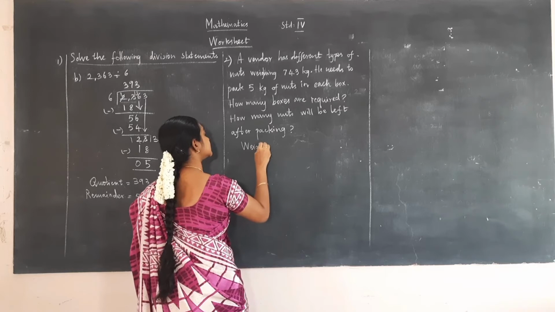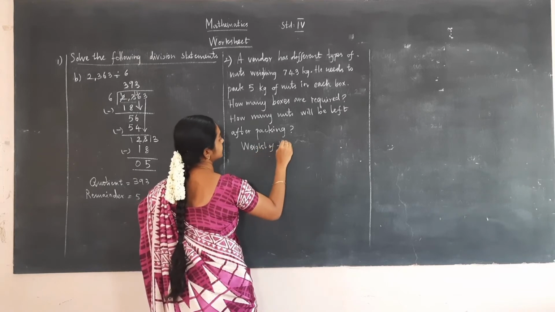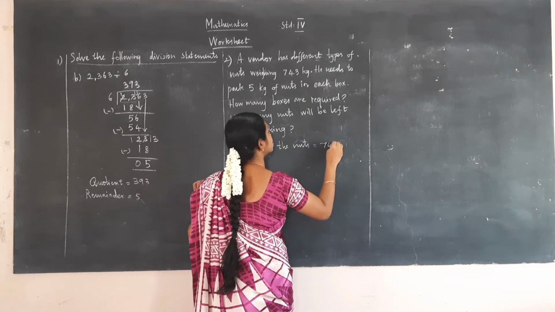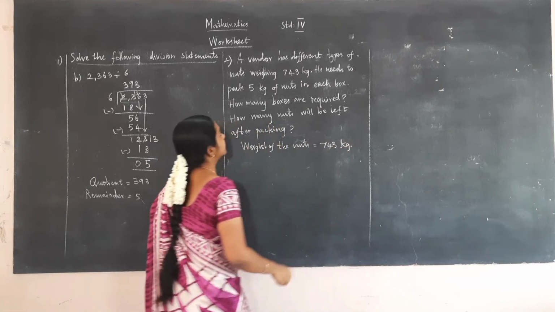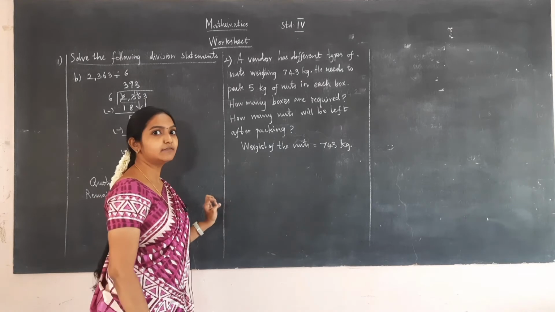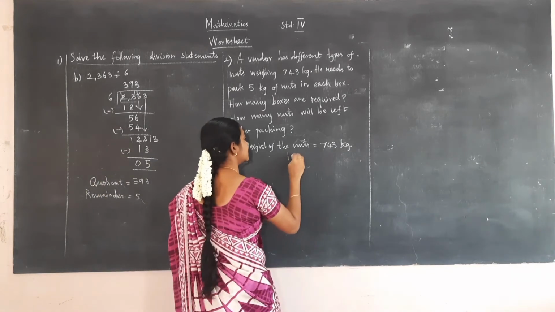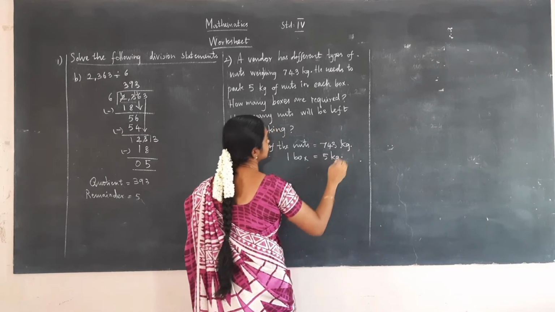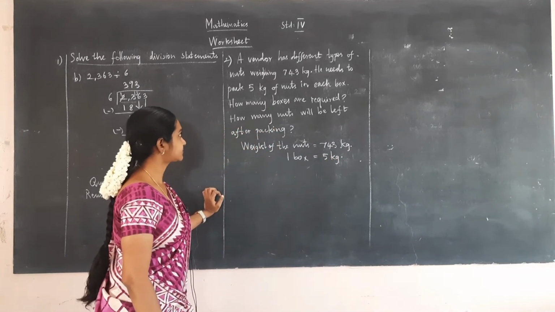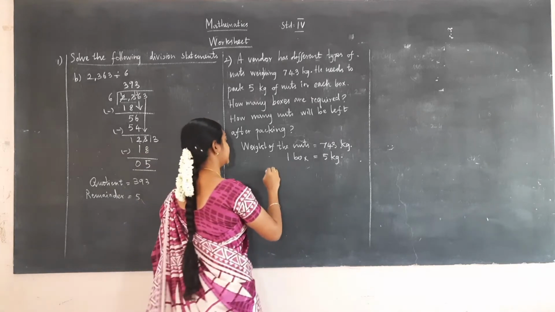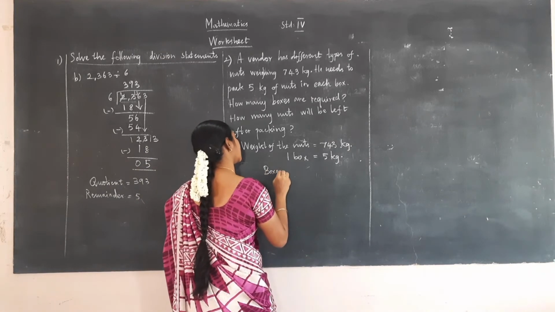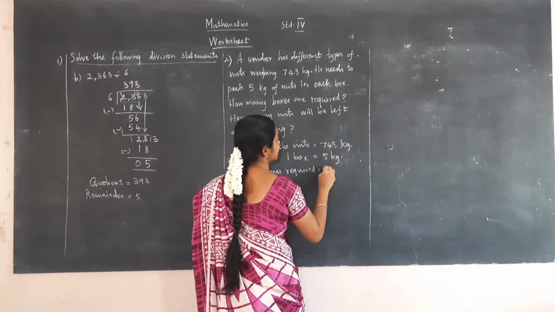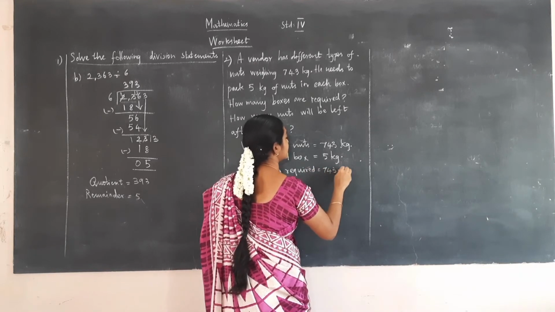First, it is given as the weight of the nuts. It is 743 kg. Next, in a box we can have 5 kg of nuts. So, one box equals 5 kg of nuts. We have to find how many boxes are required. Boxes required equals, we have to divide 743 by 5.